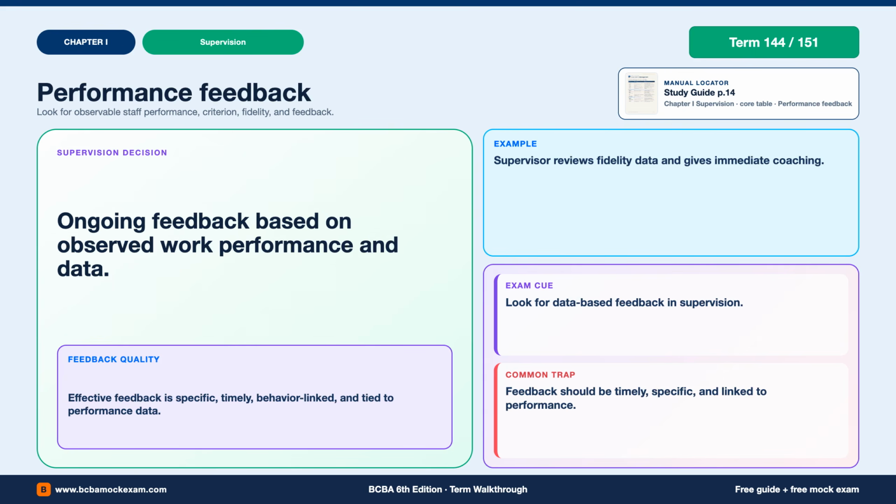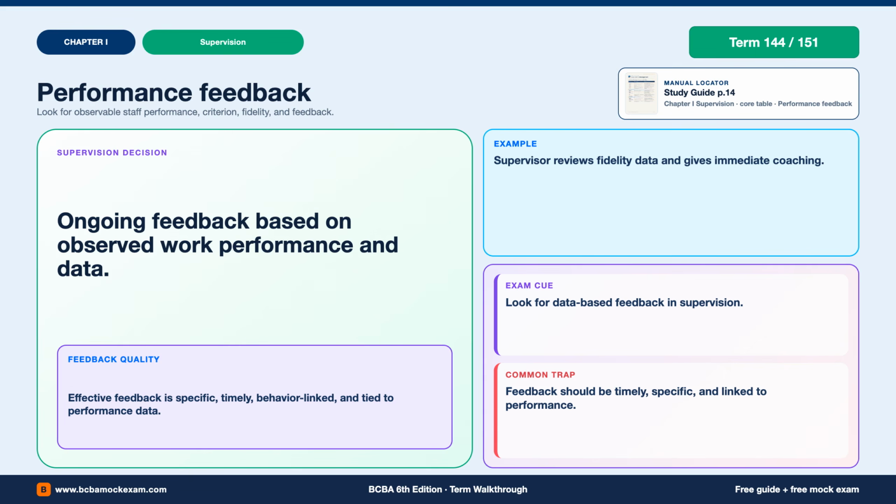Performance feedback. Performance feedback uses data or observation to improve work behavior. A common wrong turn is feedback that is too delayed, too vague, or disconnected from performance. In plain English, it means ongoing feedback based on observed work performance and data. Here is how that shows up in practice. Supervisor reviews fidelity data and gives immediate coaching.